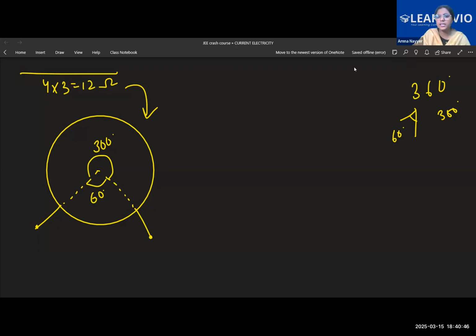So it's very simple. See, 60 into 6 gives us 360. Right? Means if I have 60° plus 60° plus 60 plus 60 plus 60, I'll get my 360° back. So it means 1/6 has been taken out. So of 12, if you take 1/6, 12 ohm is there, total 12 ohm is there. Now I am taking 1/6.